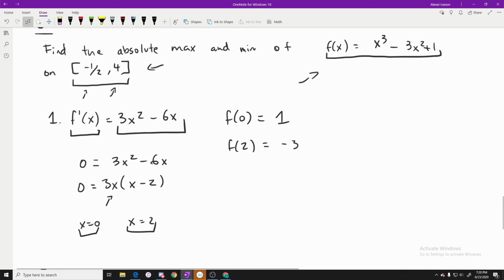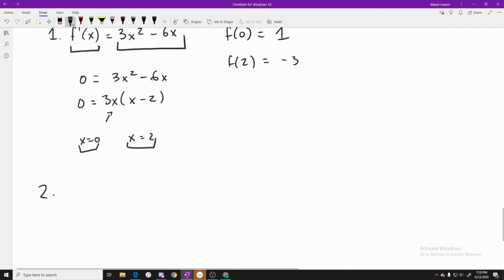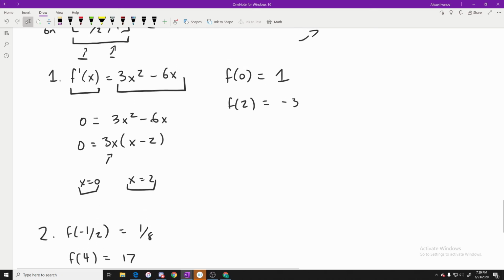The endpoints are right here. They're minus 1/2 and 4. So what we can do is find the value at them. So now we can see that we have found the values of our critical values right here, and we have found the values of our endpoints. Now all that's left to do is compare to find out which one is the minimum and which one is the maximum. So we can clearly see that f of 4 has the largest y value of 17.